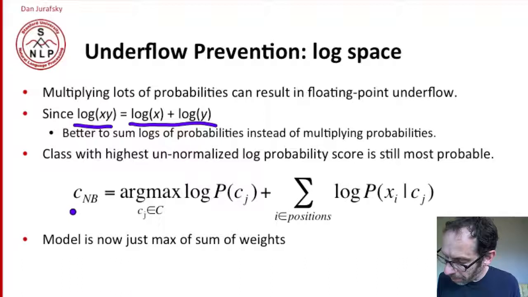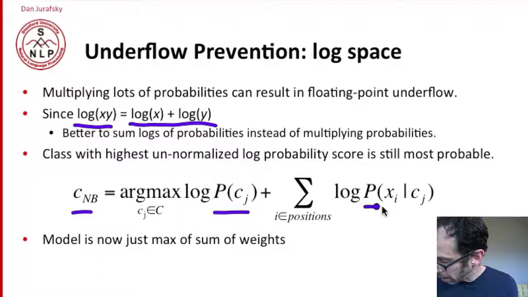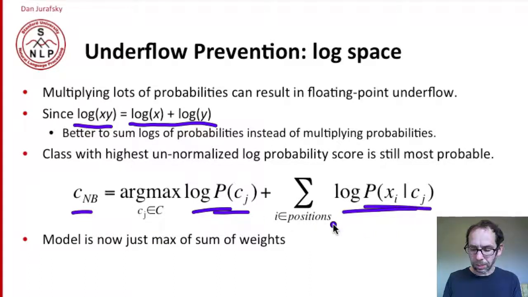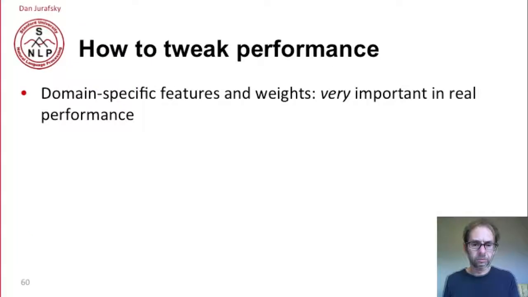Here's the naive Bayes formula expressed now in terms of log probabilities instead of probabilities. It's still an argmax, but now instead of multiplying a probability and a product of likelihoods, we're adding a log probability with a sum of log likelihoods. So now the model is just choosing the class that maximizes over some sum of weights. Very simple model.